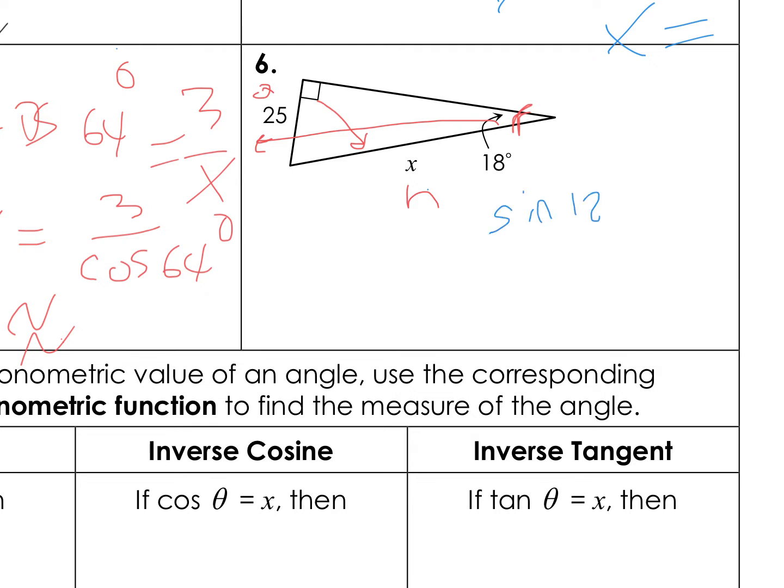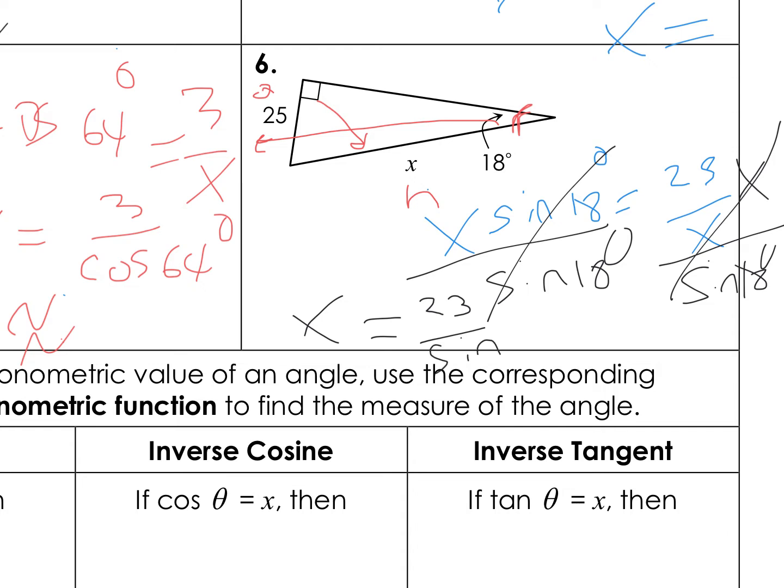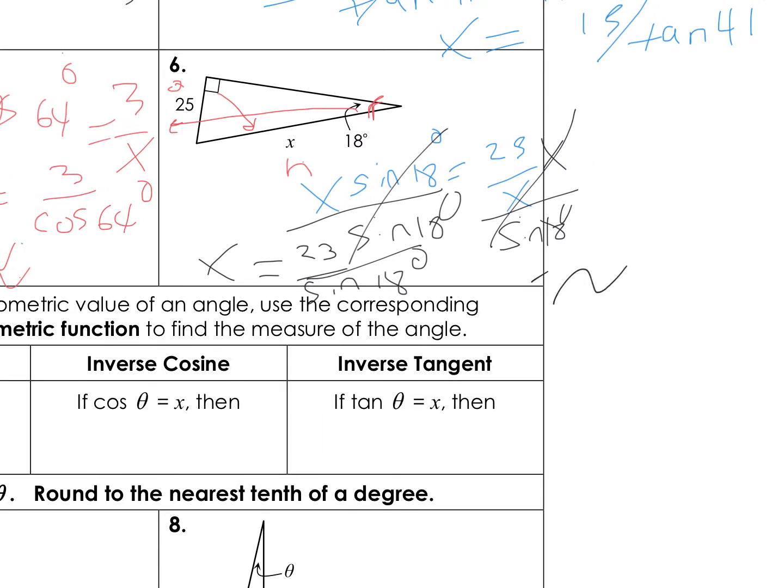Sine of this small angle, 18 degrees, must be equal to 25 over x. Multiply both sides by x. That goes away. Then I'll divide both sides by sine of 18 degrees. I'm left with x equal to 25 divided by sine of 18 degrees. There's your exact answer. You finish it up with the approximation.